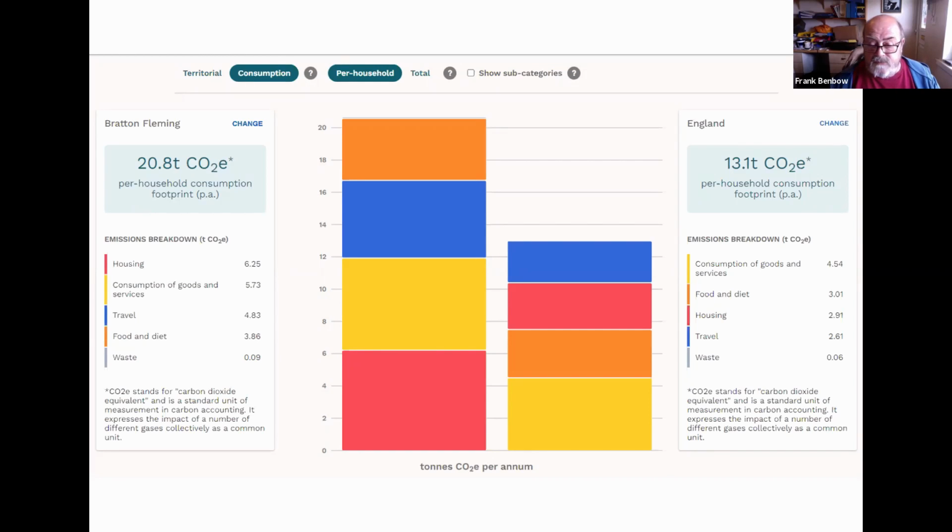And our travel cost, well, again, travel we can explain away by us not being on a well-serviced bus route, so we're having to commute into town to access goods and services.